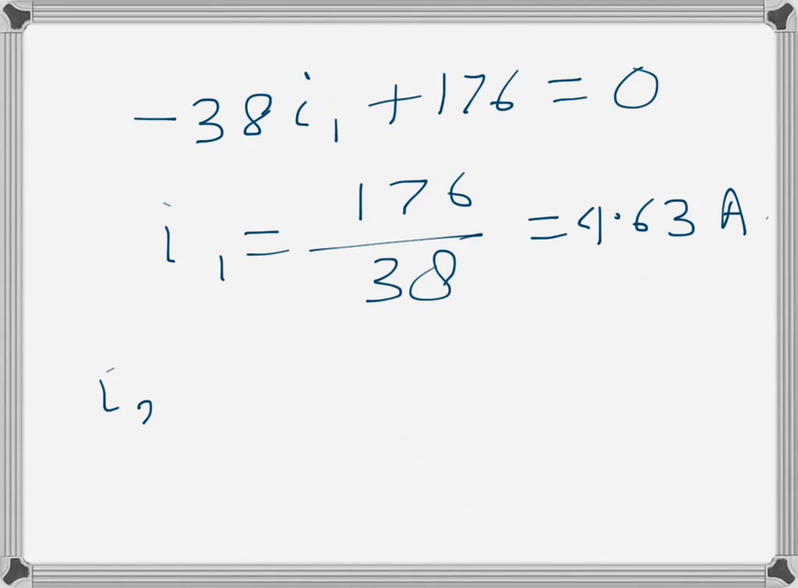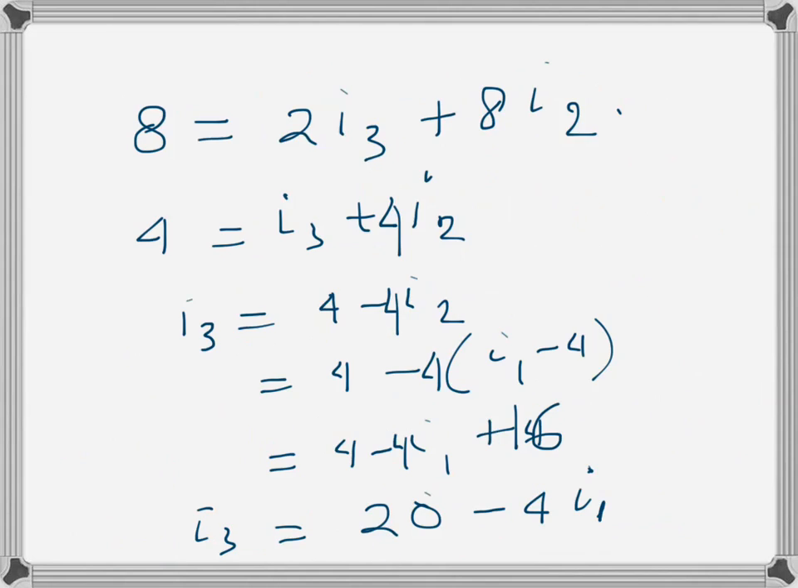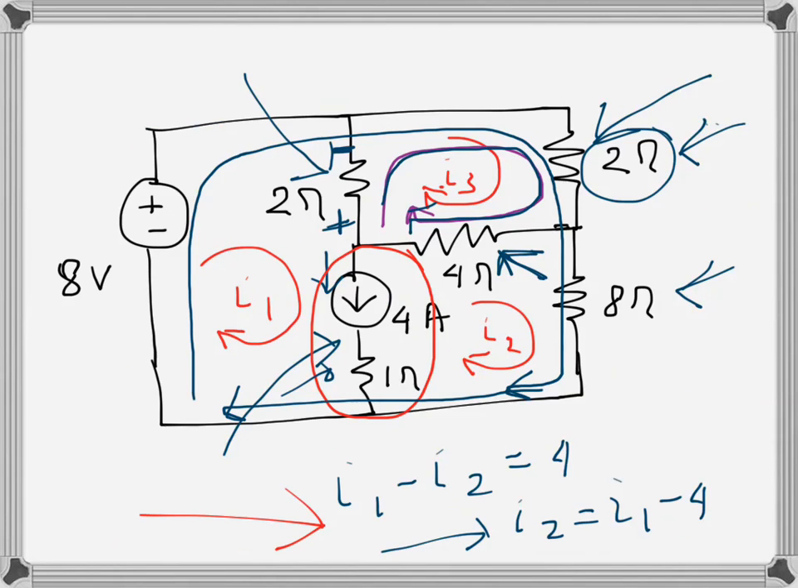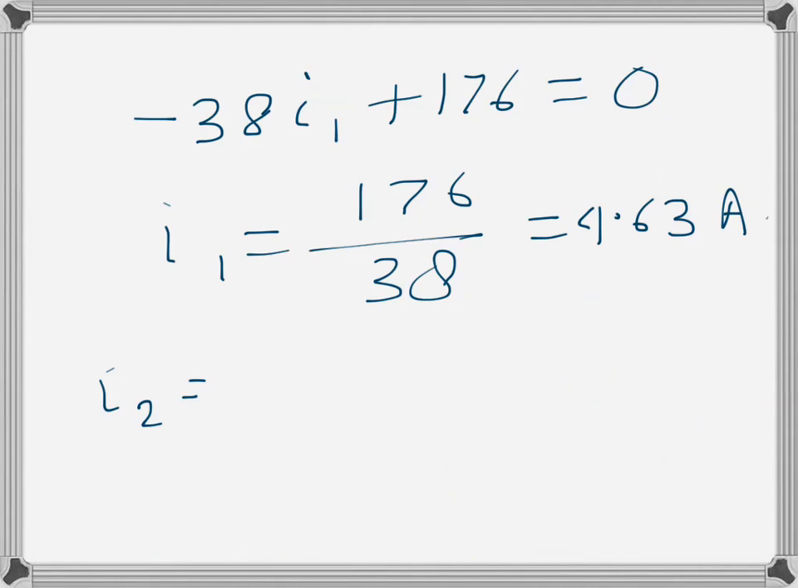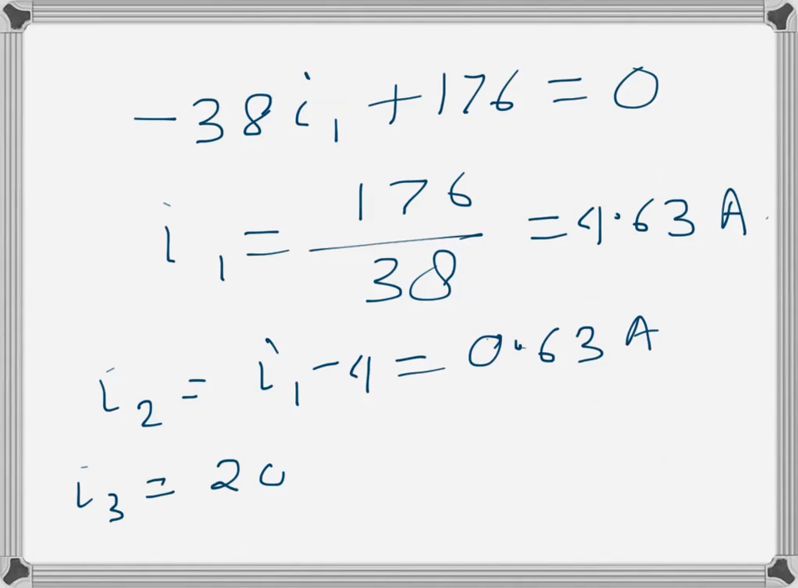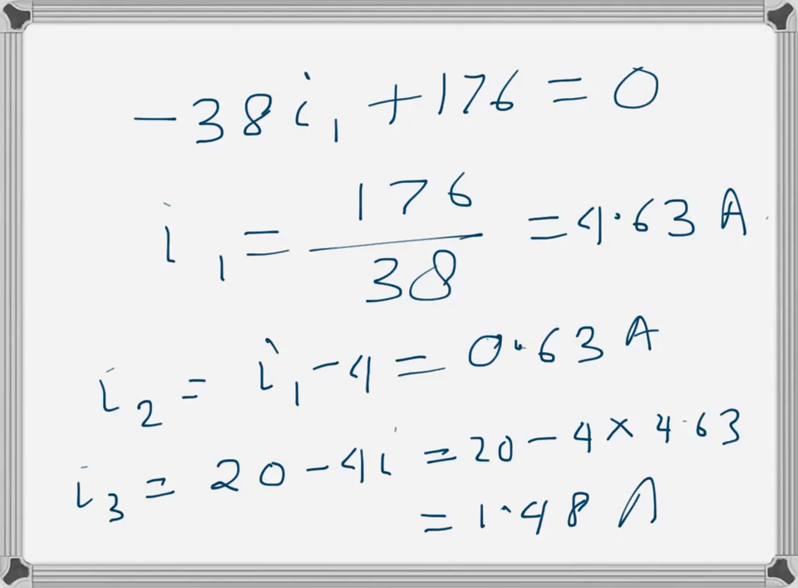Once we have that, we can write I2 as I1 minus 4, so that will be 4.63 minus 4, which is 0.63 amps or 630 milliamps, something like that. And then I3 will be 20 minus 4I1, so that will be 20 minus 4 times 4.63, which is approximately 1.48 amps.